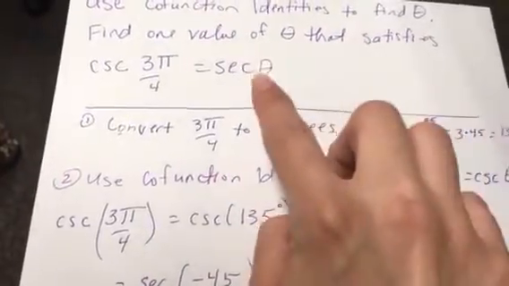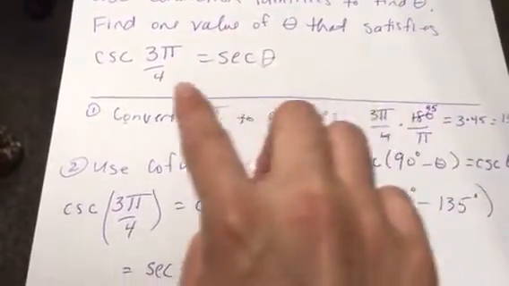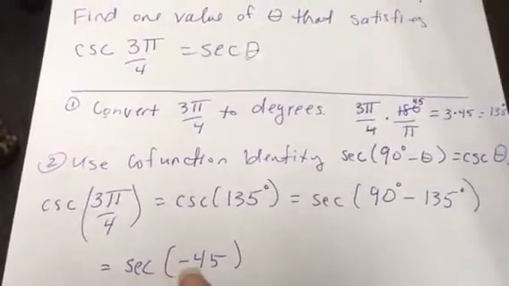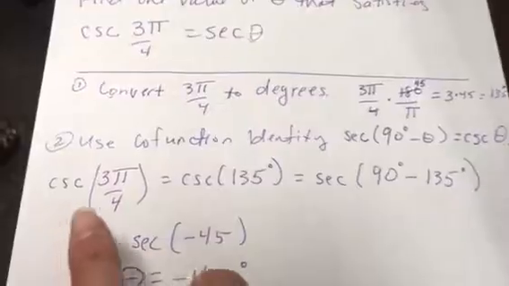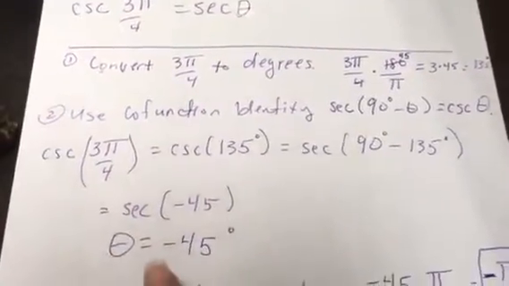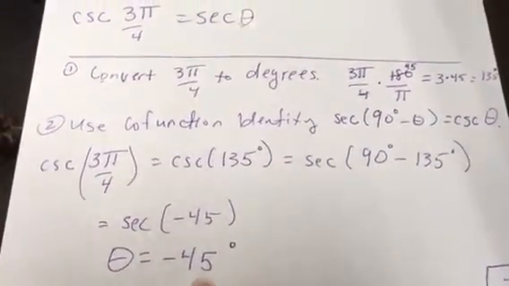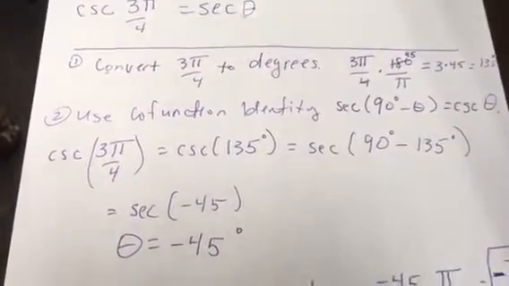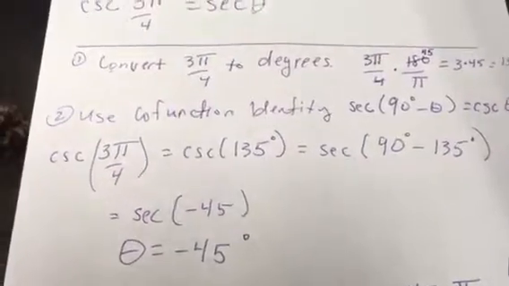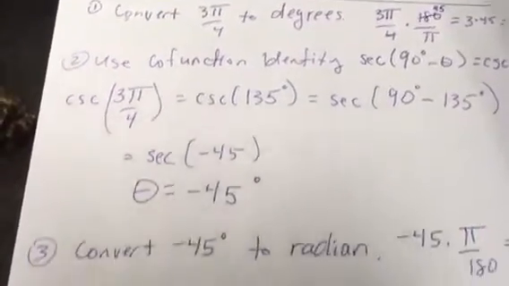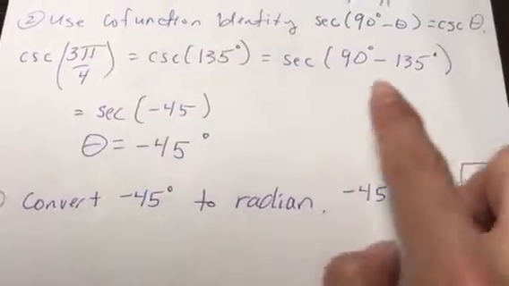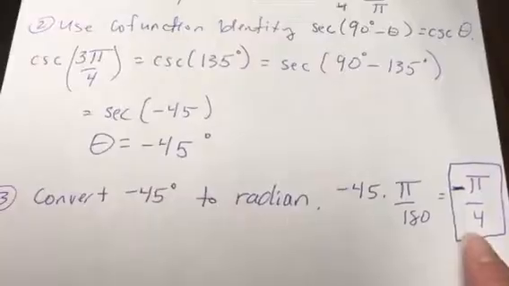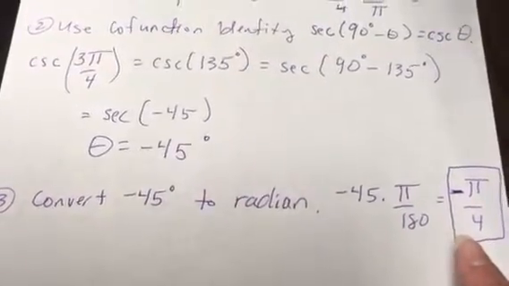Because we started out at the top with secant theta, and we started with cosecant 3 pi over 4. We went through the steps and we found that secant of negative 45 degrees equals cosecant of 3 pi over 4. So that means theta is equal to negative 45 degrees, and that's what we were asked to find. But we converted into degrees, so we would need to convert it back into radians. Step 3 is to take the negative 45 degrees and multiply by pi over 180, and that gives us a final answer of negative pi over 4 for theta.